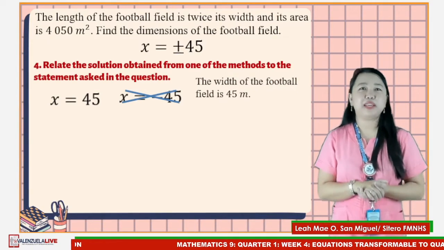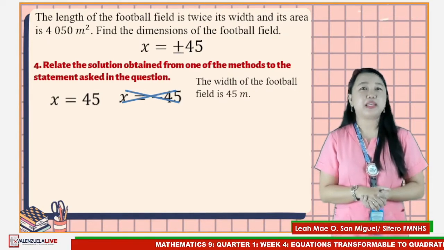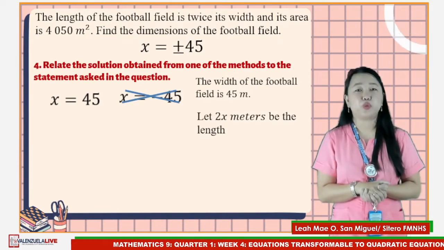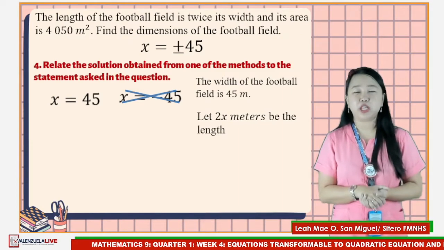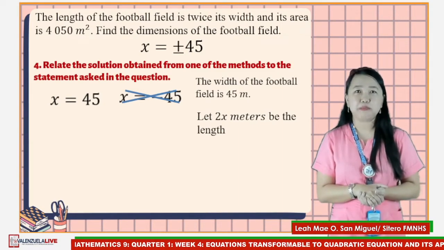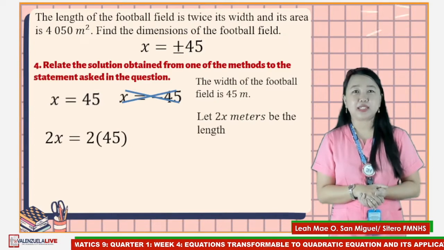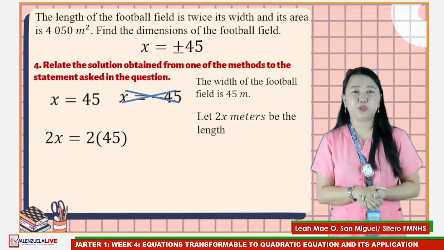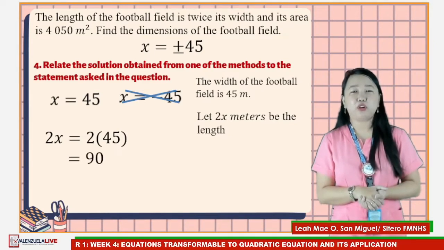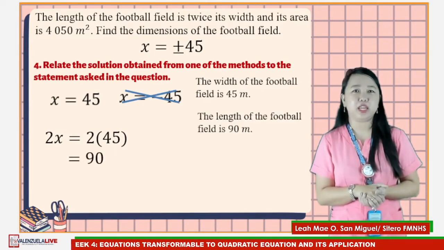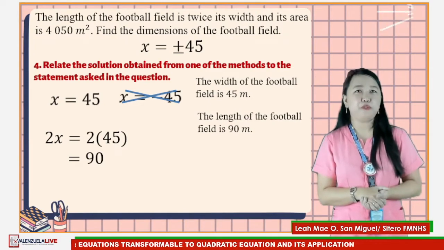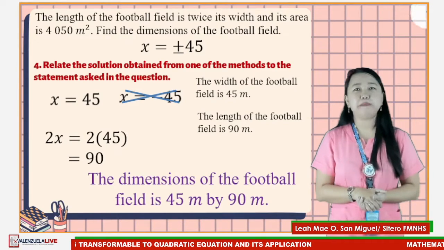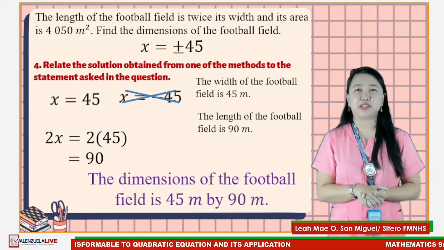Now, we determine the length of the football field. In the sentence, it mentioned that the length is twice its width. By substituting the obtained value of x, we get that length is equal to 2 times 45, and it is equal to 90. The length of the football field is 90 meters. Therefore, the dimensions of the football field is 45 meters by 90 meters.